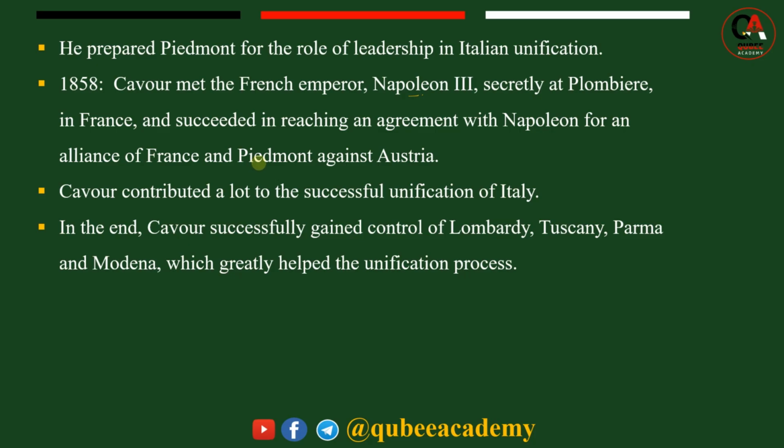Now by using that condition, a person called Cavour signed an agreement with Napoleon III on how to defeat Austria from Italy. This means the military or diplomatic skill of a person called Cavour. Because of this, Cavour is known as the architect of Italian unification. Cavour contributed a lot to the successful unification of Italy.